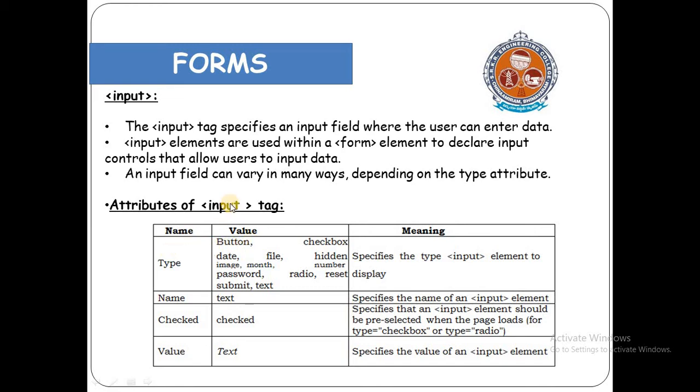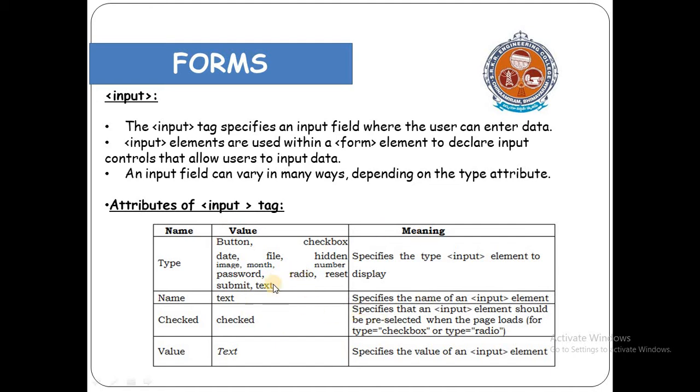In input the main attribute is type. For input we need not close the tag. Input type equal to button will give a button. If we give type equal to checkbox, it will give a checkbox. Similarly, type equal to date gives a date field, and type equal to file gives a file field. Input type equal to password means the text we are entering will not be shown to the users.